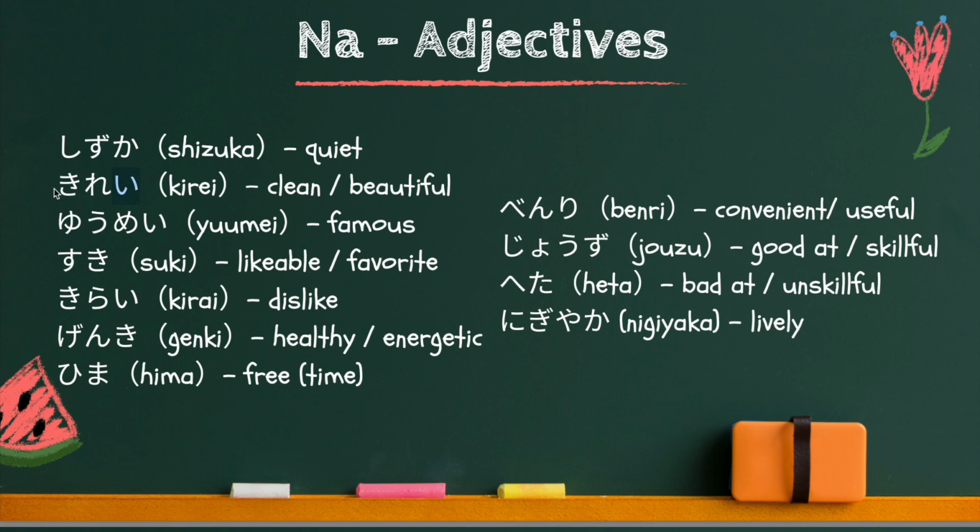But these, kirei, yuumei, although they end in i, they are not i-adjectives. They are na-adjectives. So be careful with them. You can remember them little by little. So let me introduce you to each one of them.